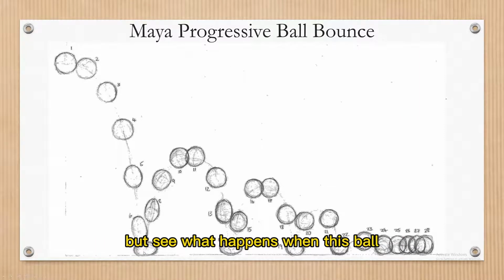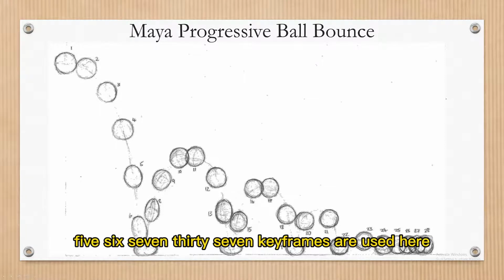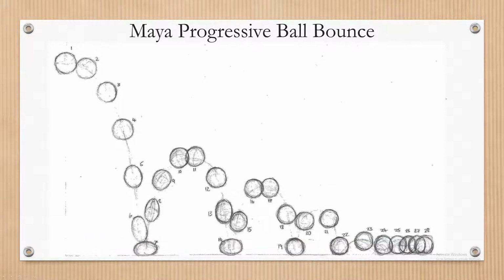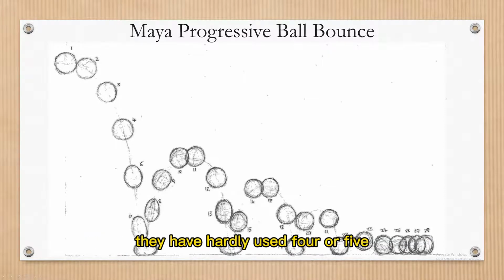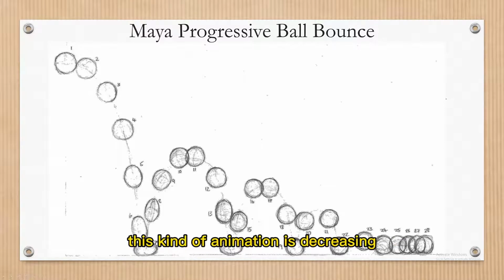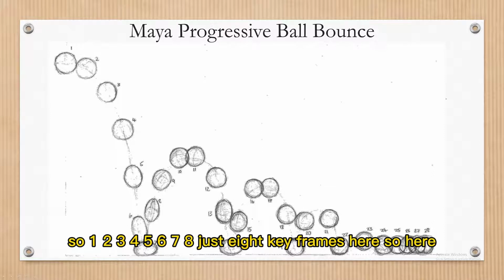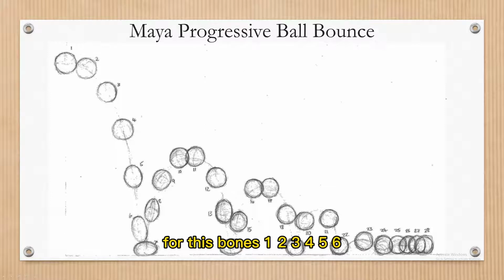But see what happens when this ball goes back to its normal position. So here 3, 4, 5, 6, 7, totally 7 keyframes are used here, but it's going back, they have hardly used 4 or 5. So when you go more and more, see the number of keyframes used to create this kind of animation is decreasing one by one. Okay, can you see here? So 1, 2, 3, 4, 5, 6, 7, 8, just 8 keyframes here. So for this bounce, 1, 2, 3, 4, 5, 6. So 2 keyframes are totally lost when compared to this one.